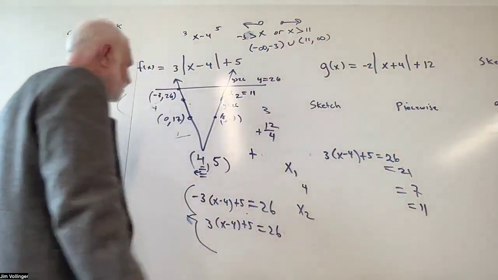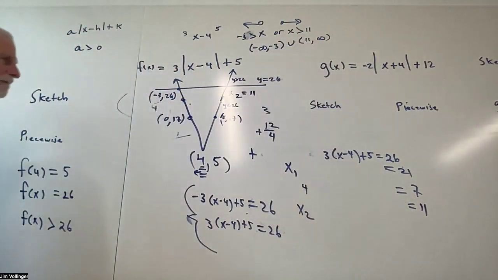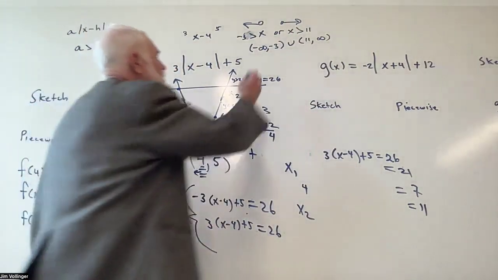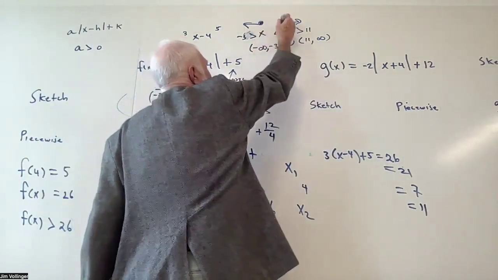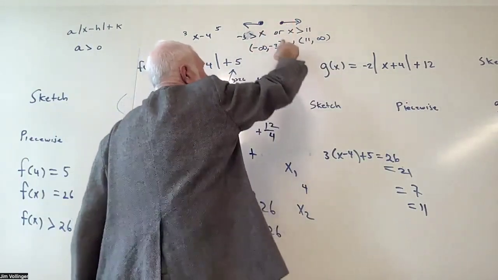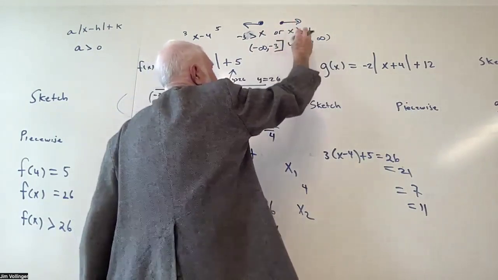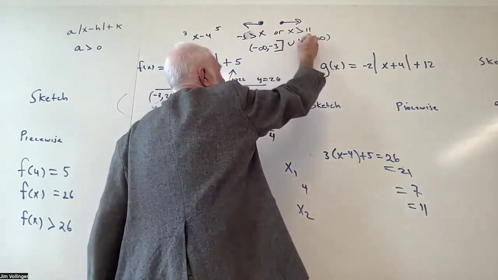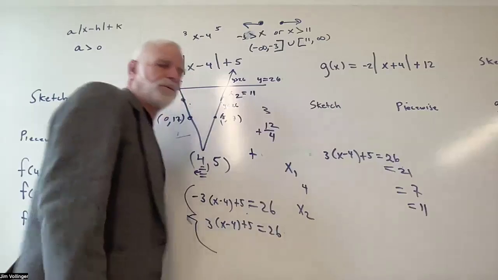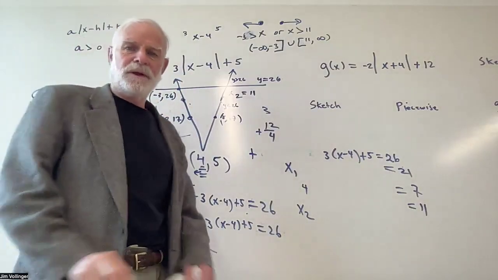Now, what if I wanted f of x less than or equal? Well, equal means that I close that dot, and I make the parentheses a bracket. And that shows that those numbers, 11 and -3, satisfy the equation.